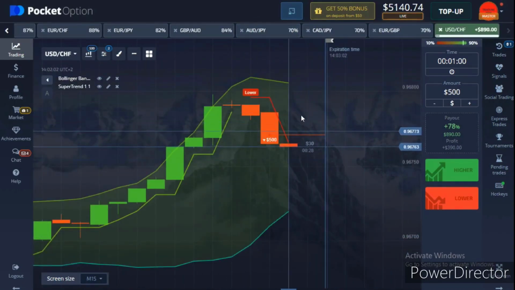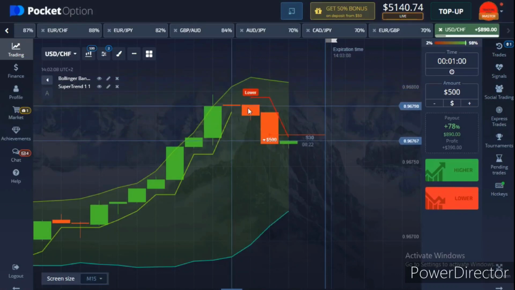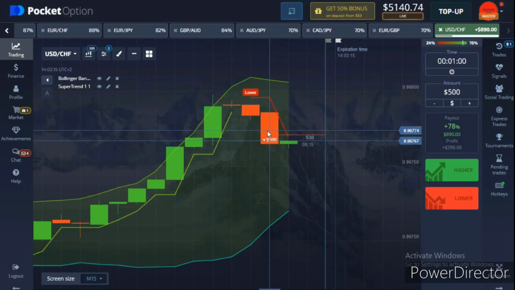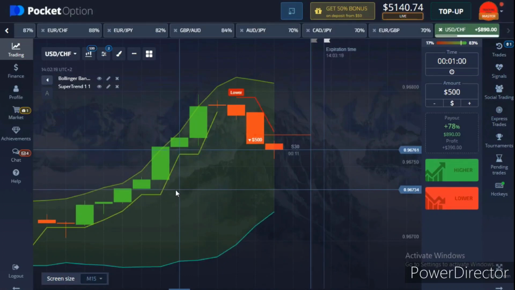I have to actually place the trade on time before this candle is spoiled. Sorry about that. So what I actually see here, the number one thing, is that my super trend signal actually indicates on this particular candle. You can see that. So immediately I have to place my trade on this one. So that's what I actually did.